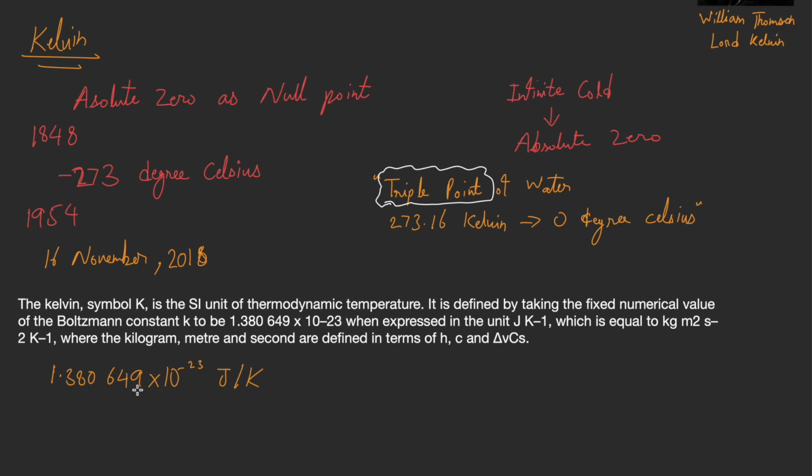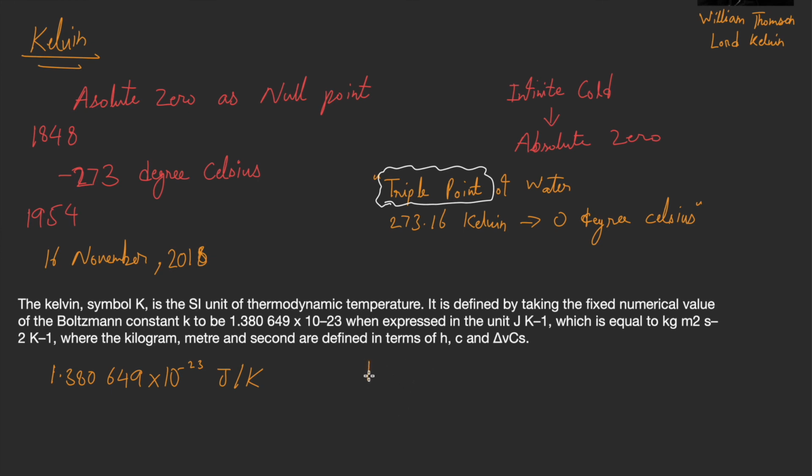The Boltzmann constant is basically saying, look, this is the constant value, and per Kelvin of temperature there is a change of thermal energy of about 1.380649 multiplied by 10 to the power minus 23 joule. So per Kelvin, the thermal energy changes by about 1.380649 multiplied by 10 to the power minus 23 joule. So 1 Kelvin is equal to the change in thermodynamic temperature that results in the change of thermodynamic energy kT by 1.380649 multiplied by 10 to the power minus 23 joule.